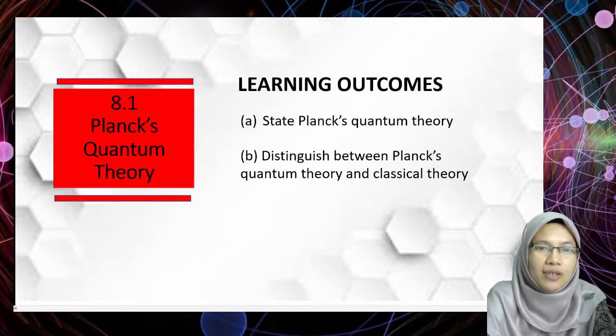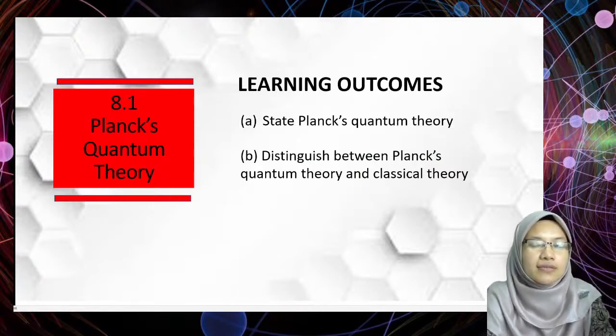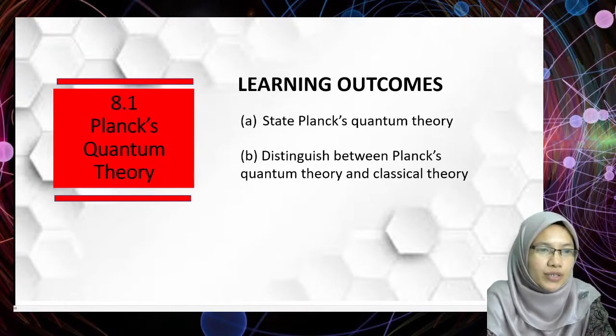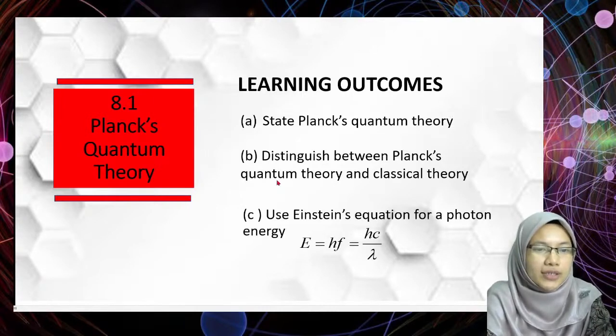Learning outcomes. At the end of this class, students can state Planck's quantum theory. Students can distinguish between Planck's quantum theory and classical theory. And students can use Einstein's equation for photon energy: E equals hf equals hc over lambda.